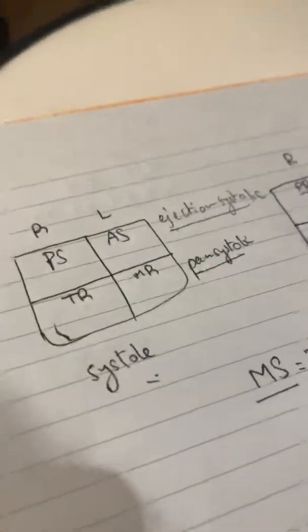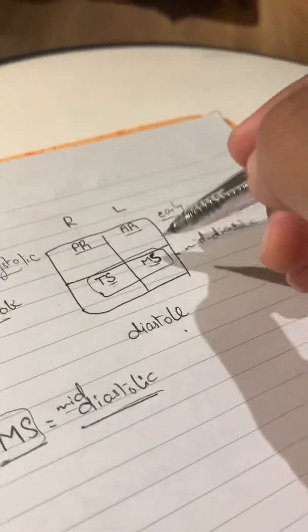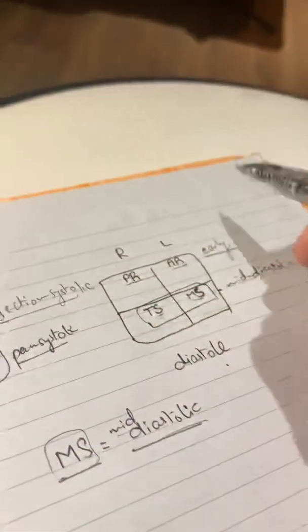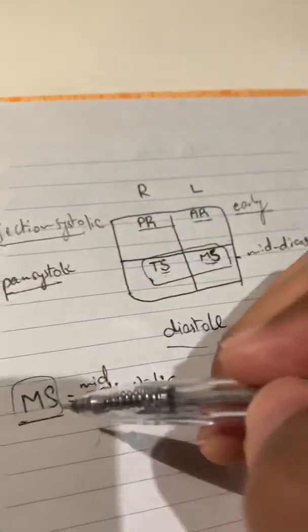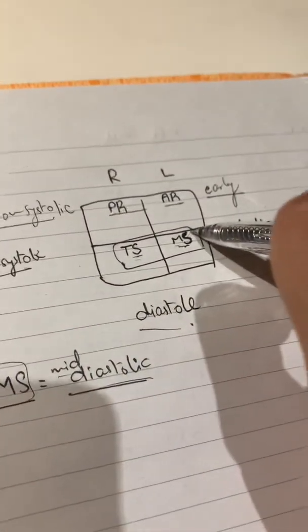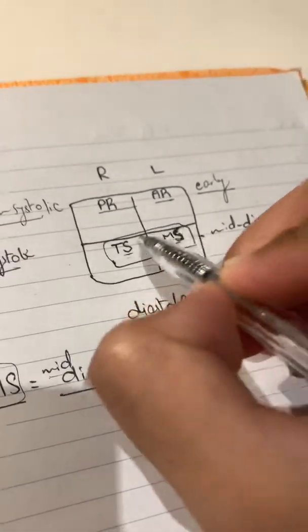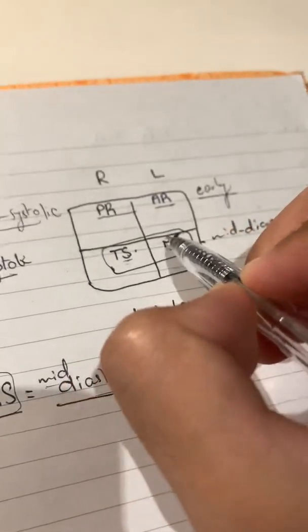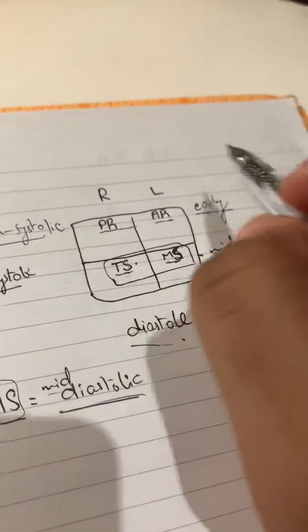All right. So let me review this again. For me, I remember that mitral stenosis is a mid-diastolic murmur, and there's 2 phases of the heart when it beats. There's a systole and a diastole. So I put the mitral stenosis, put the S over here because it's mid-diastolic, and then I do the same over here. There's both mitral stenosis and tricuspid stenosis. Both of these are mid-diastolic murmurs.